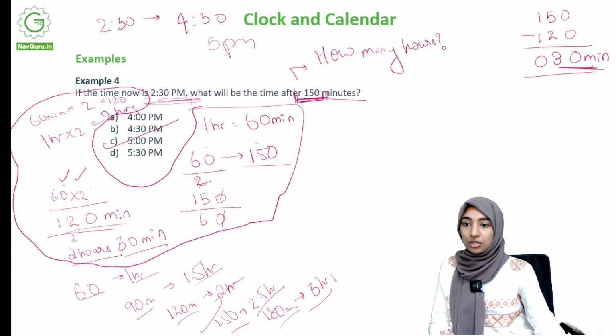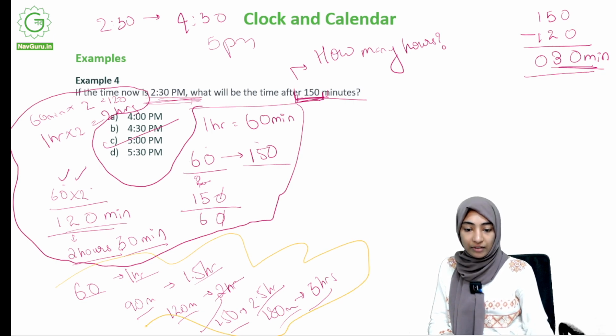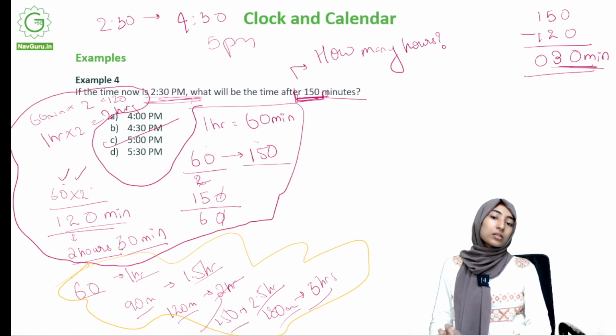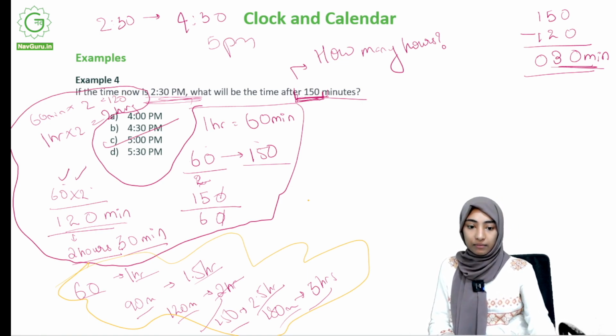I'll just change the color. Basically what is even better is if you can learn this. 60 minutes is 1 hour, 90 minutes is 1.5 hours, 120 minutes is 2 hours, 150 minutes is 2.5 hours, 180 minutes is 3 hours. If you can learn this, it is even better.